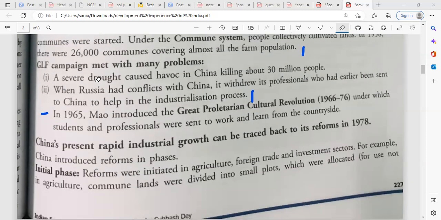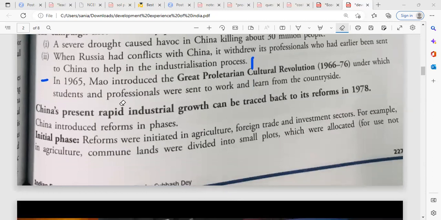Okay, so now coming to this, China's present rapid industrial growth. Right now, compared to China, India, and Pakistan, China's industrial growth is at the top level. Why? What are the reasons for that? Basically, it was based on the policies China adopted. So let's discuss what policies China adopted.